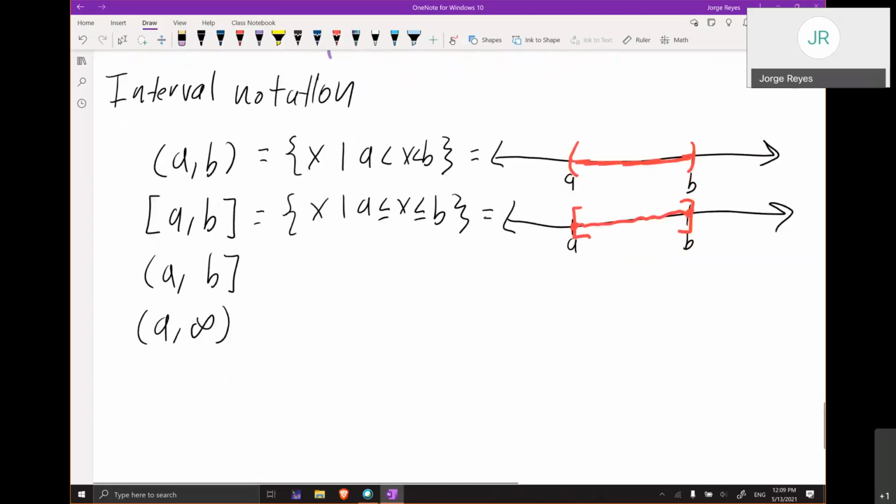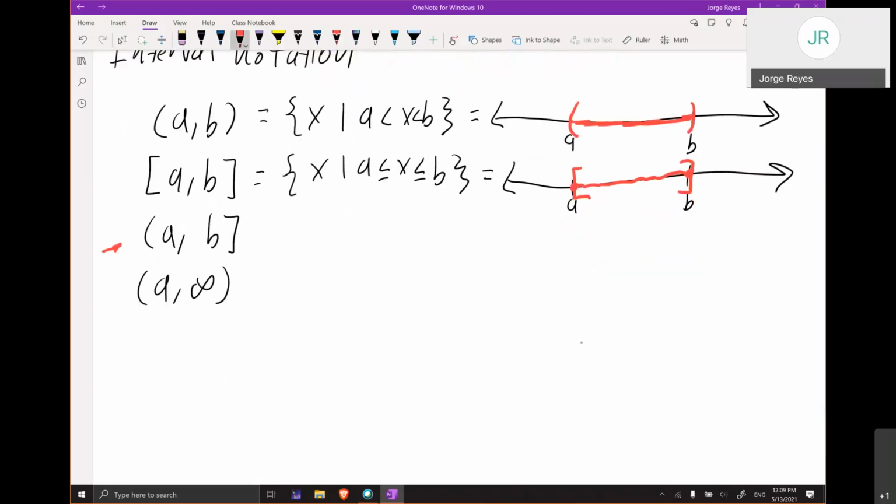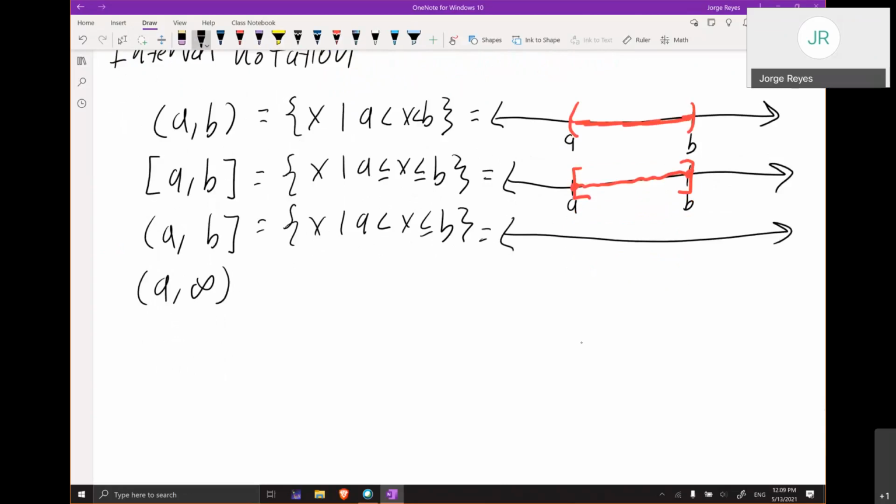And then here you can probably guess what this means. This means that you don't include A, so A has a less than bar, but you do include B. So this has a less than or equal to. And the picture would be parenthesis A, bracket B.